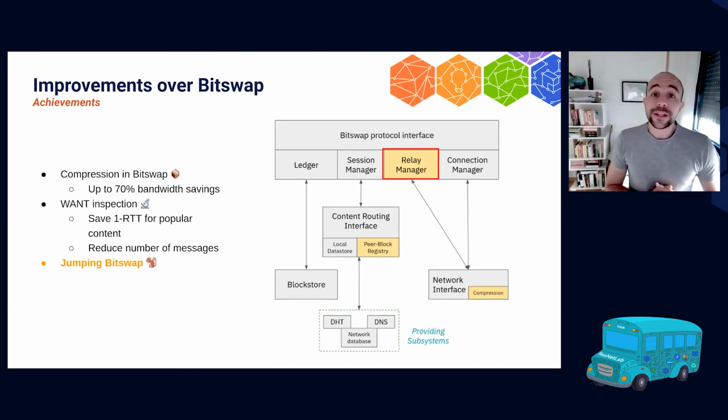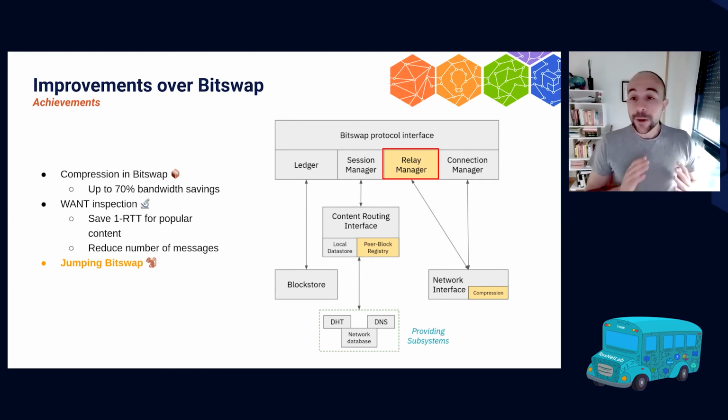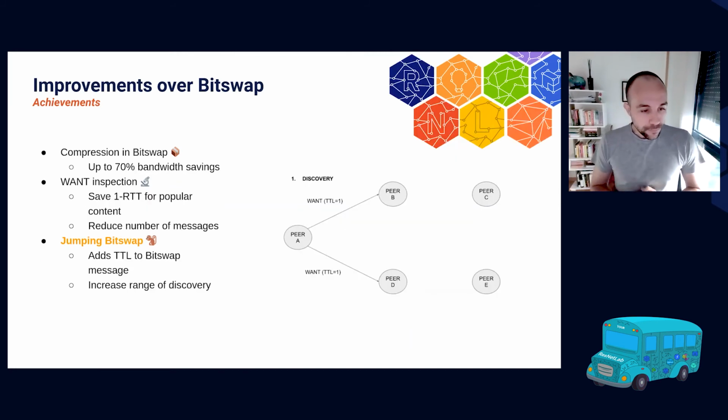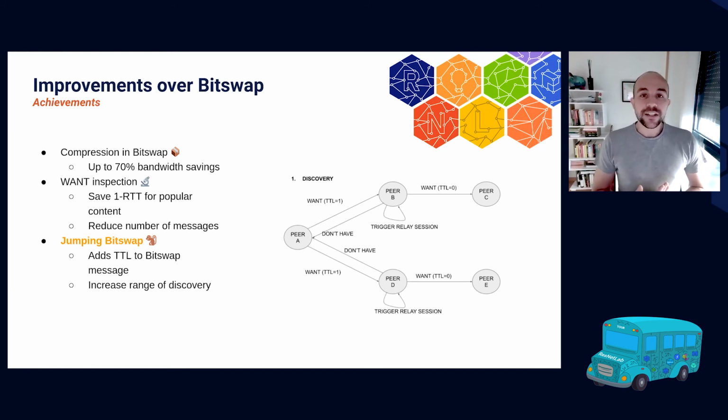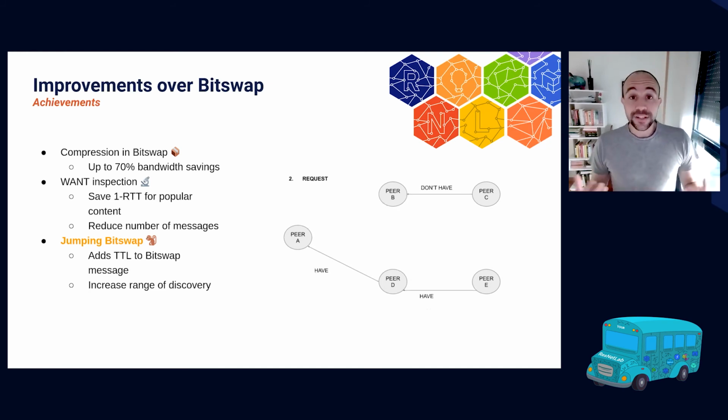And finally, the last prototype that we implemented was jumping Bitswap. In order to implement jumping Bitswap, we added a new module in the architecture, which is the relay manager. The relay manager is responsible for orchestrating what we call relay sessions, which are the same as sessions, but on behalf of other peers, so other peers that are trying to look for content through us. And in order to make jumping Bitswap work, we added a TTL to Bitswap messages, and this increased the range of discovery.